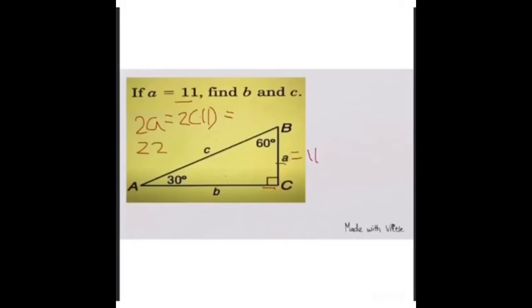And the one across 60 is whatever A is times the square root of 3. Well, I know that A is 11. I just have to do 11 times the square root of 3. So A square root of 3 equals 11 times square root of 3, which equals 19.05. So now I'm going to try another question.